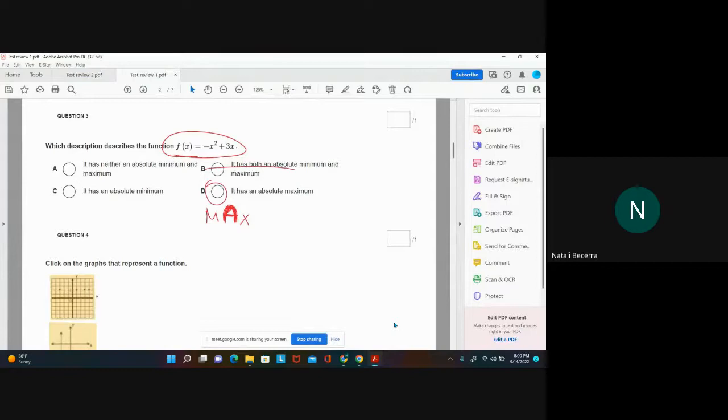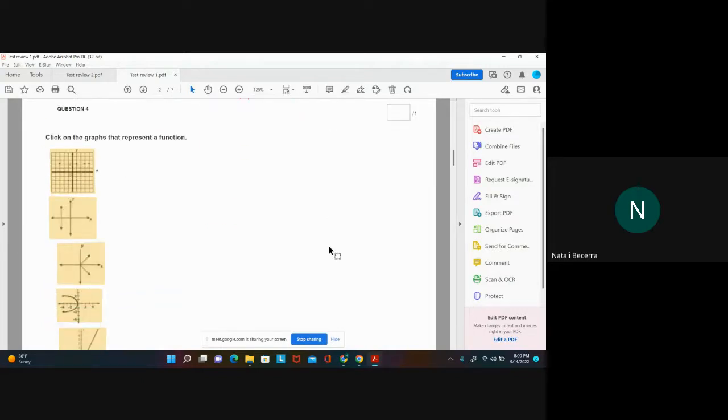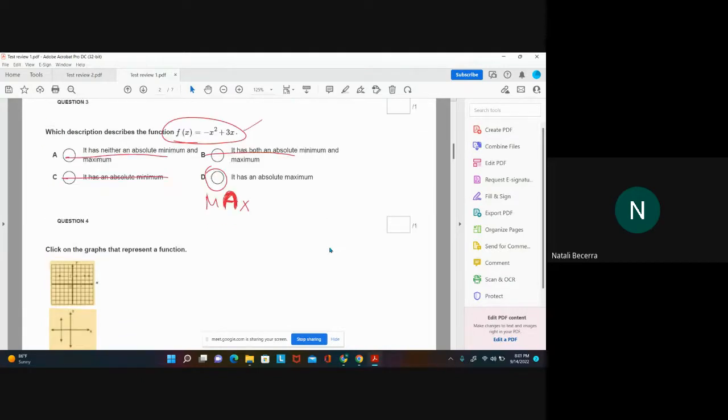It can be both, but not in Algebra 1. You'll see that in pre-cal, okay? It has an absolute minimum, no, and it has neither, no. Okay, so it's that one. So for these, I want you to put graph in decimals. Make a little side note that you have to graph in decimals.